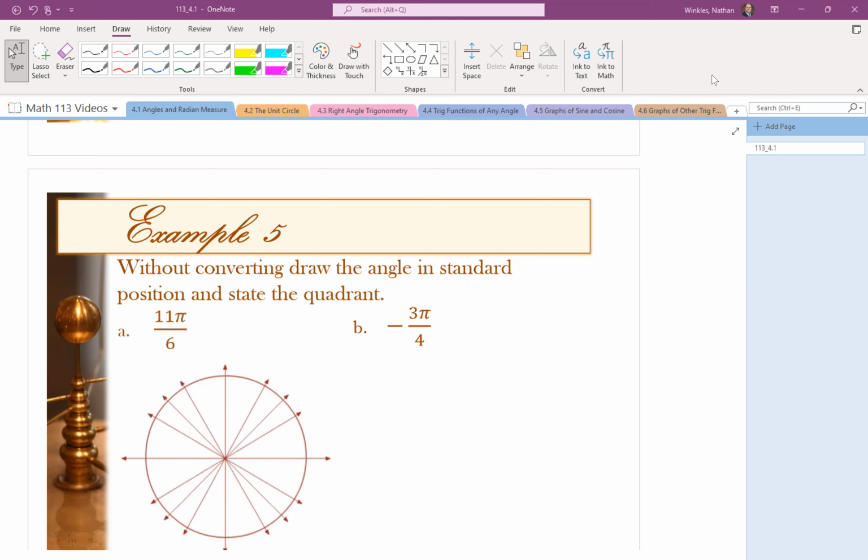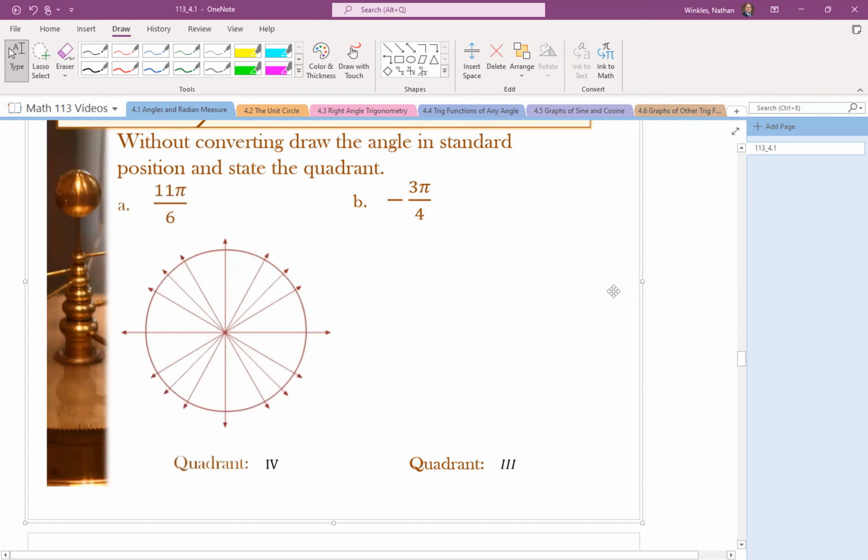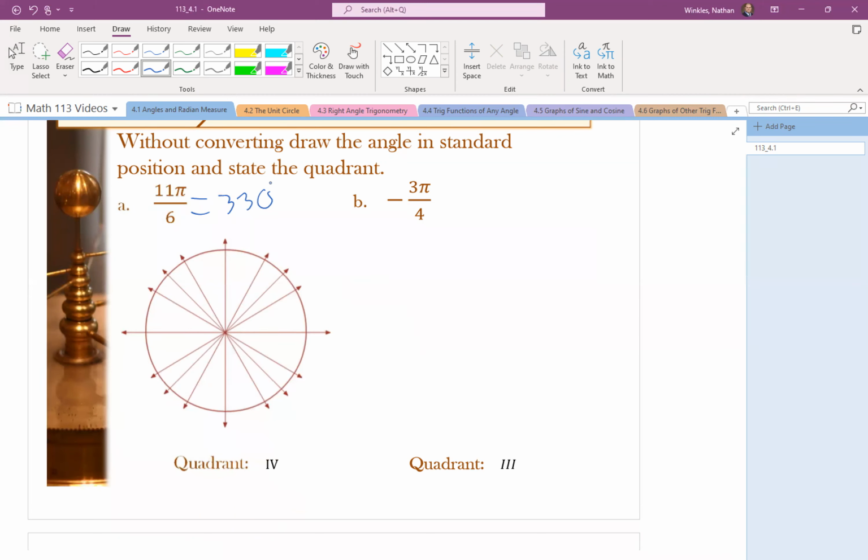So in terms of 11 pi over 6, where are we going to be at with this one? So 11 pi over 6, if we converted it, would be 330 degrees. I like degrees a little bit more, depending on what I'm doing, but I try to work back in terms of the problem. So 330 degrees is going to put me here, which would put me in quadrant 4.